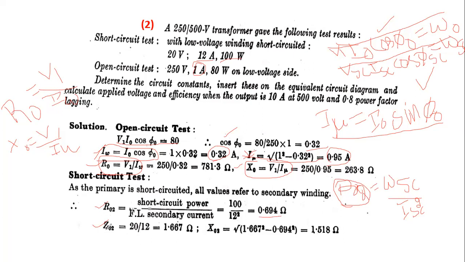Next we calculate the Z02, that is VSC by ISC. Remember that formula: Z02 is equal to VSC by ISC. What is the VSC? That is 20. And what is the ISC? 12. So 20 by 12, then we obtain the Z02 and R02 values.